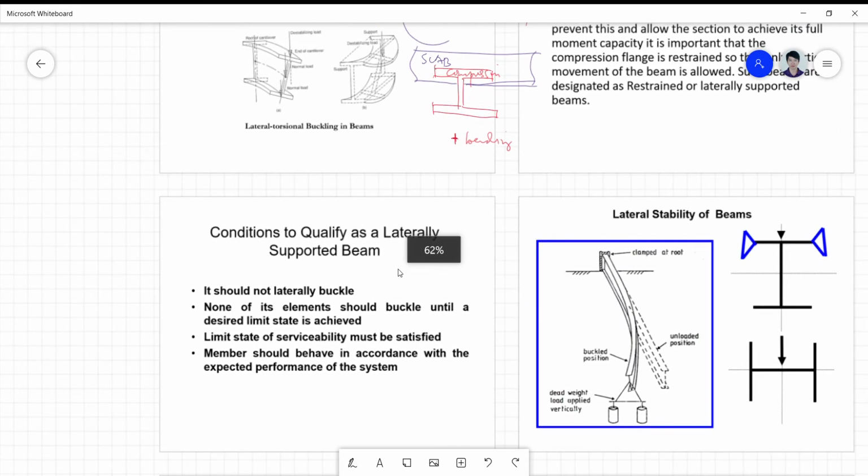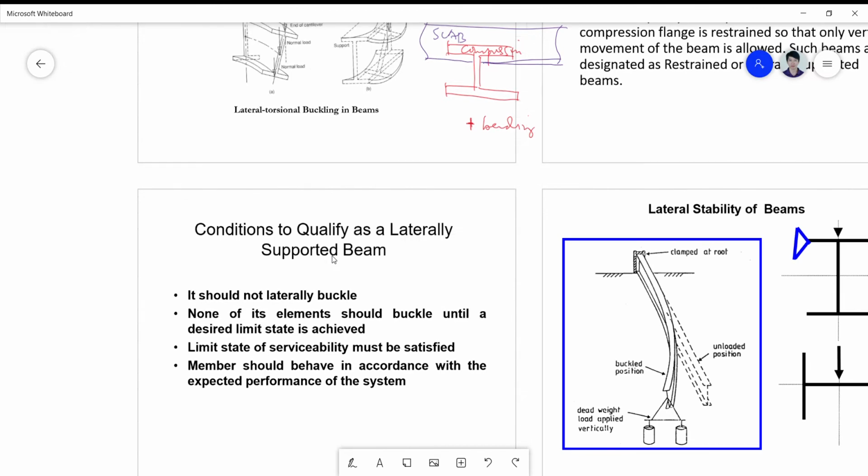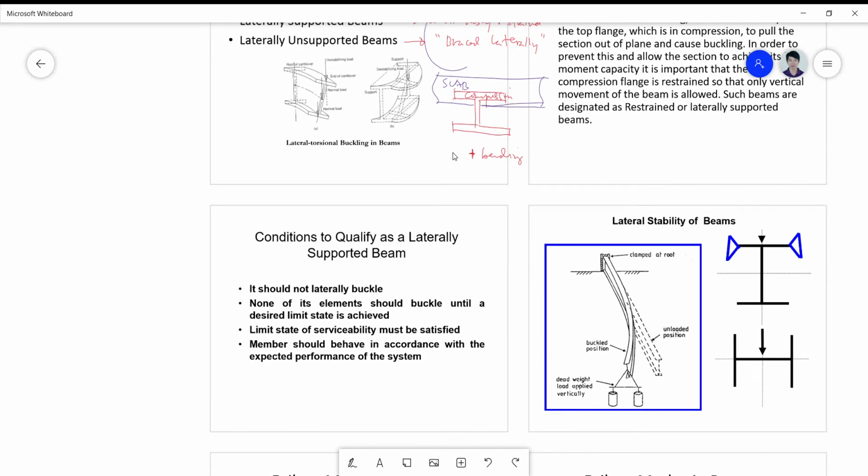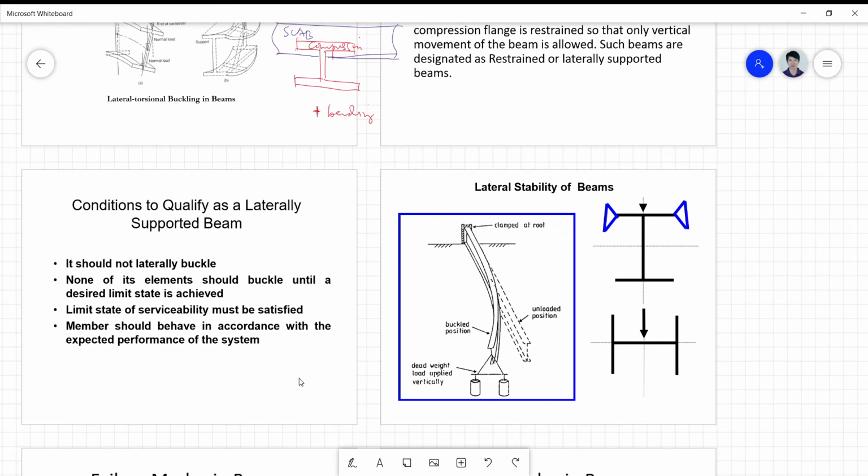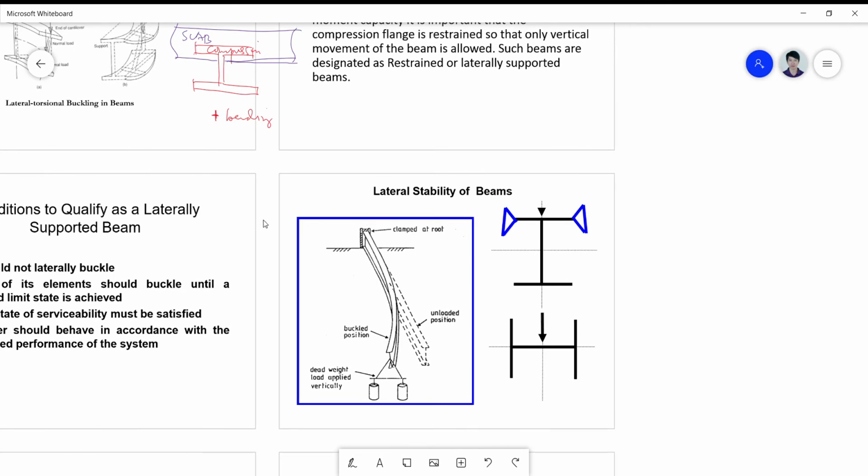Now, the conditions to qualify as a laterally supported beam may be put into detail, no? So it should not laterally buckle. Okay, so do you think this will still buckle if there's a slab restraining it from buckling? I don't think so. None of its elements should buckle until a desired limit state is achieved. So it's also satisfied. The limit state of serviceability must be satisfied. Of course, kasama na yan, ano? Pati yung deflection mo is actually reduced when you're talking of the deflection serviceability aspect. Members should behave in accordance with the expected performance of the system. Of course, that's the objective of making it laterally supported.